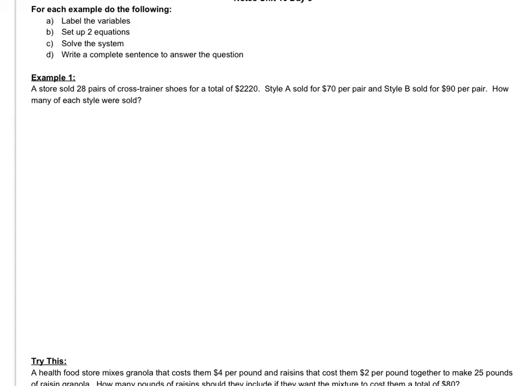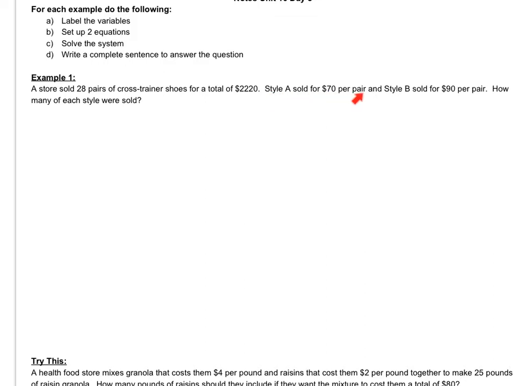In the Day 5 notes, we are going to start dealing with word problems. There are 4 things that you need to do for your word problems. Label your variables, set up your 2 equations, solve the system, and then write a complete sentence to answer the question. Example 1 says, a store sold 28 pairs of cross-trainer shoes for a total of $2,220.